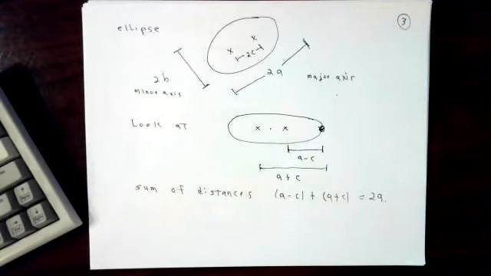I need to know that because when I want to write down the equation for my ellipse, it's going to be, in general, distance 1 plus distance 2 equals a constant, and I need to know what the constant is. It's 2 times A in this case.